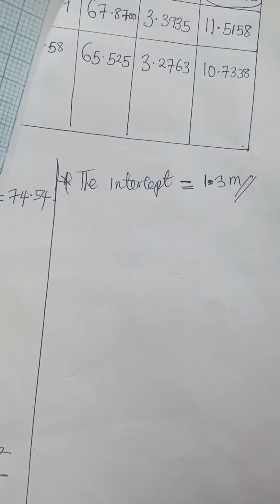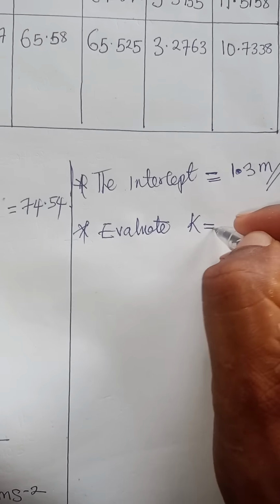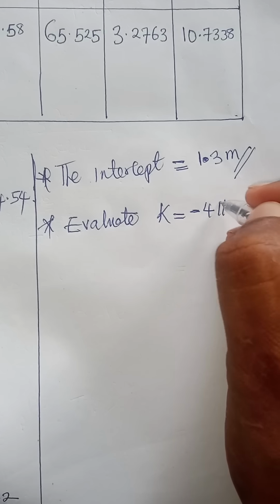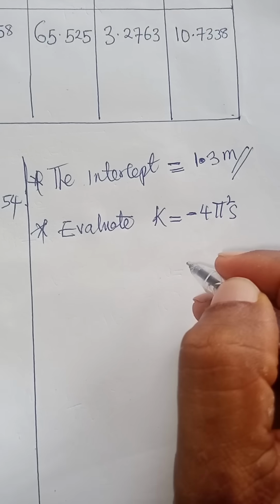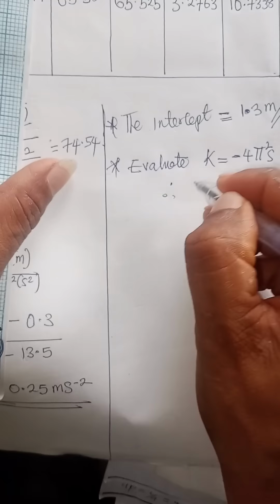Okay, good. The next question says we should evaluate k, which is equal to minus 4 pi squared s. So therefore, my k here is equal to what?